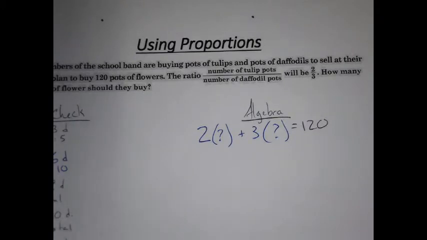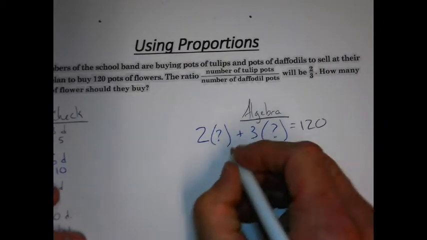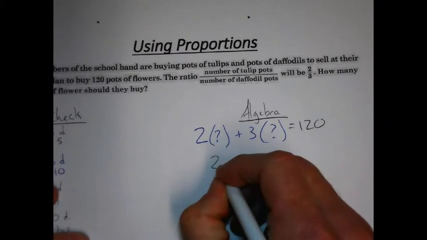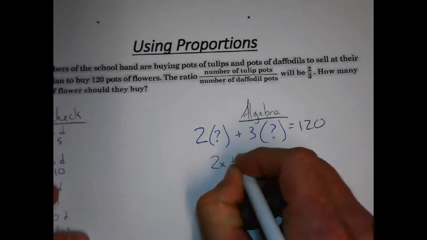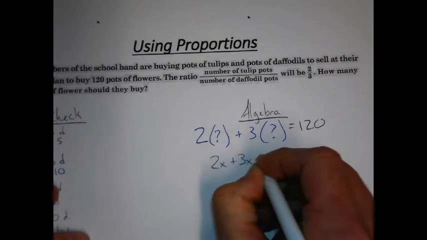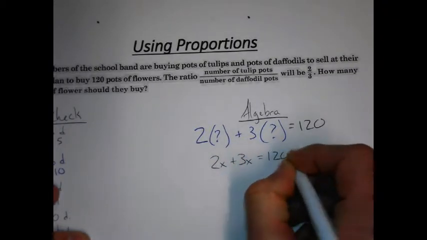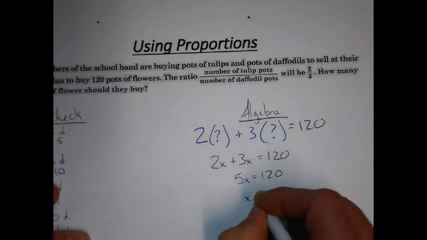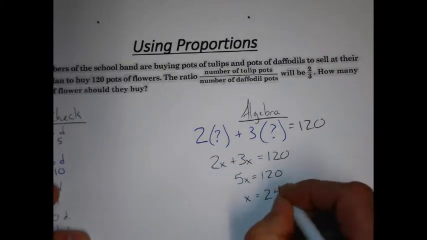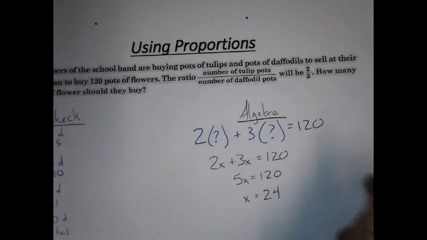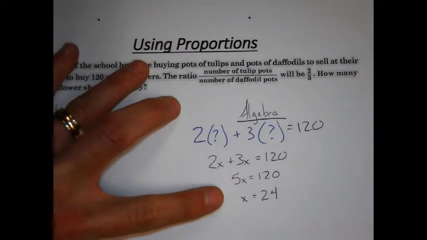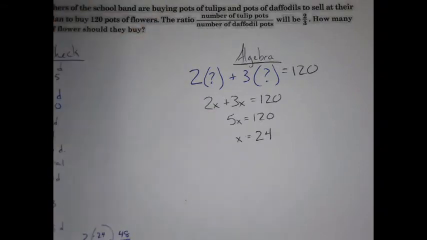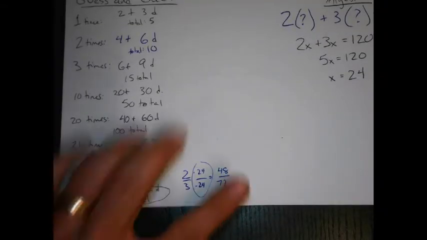So what do we now know? This is algebra. So 2 times whatever scale factor plus 3 times that same scale factor would give us the total number of 120. So what is that scale factor? The scale factor, of course, would be 24. Okay, so now we know the scale factor itself is 24, just like we did here. Which way is easier? You choose.